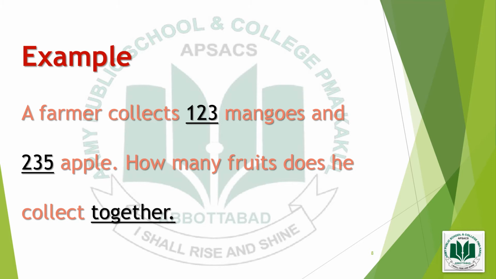The second step is underline the words. We have underlined the numbers, and as you can see on the screen, 123, 235, and the last word is together. From this word you can understand that we have to add these numbers. Then go on to the third step, do the working.